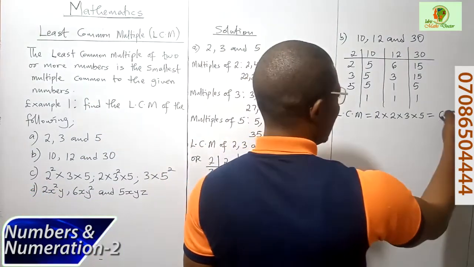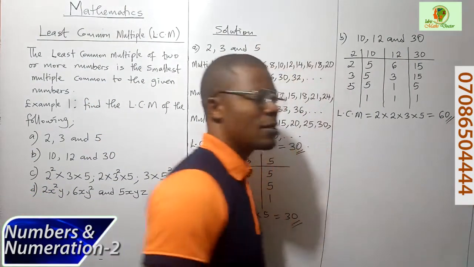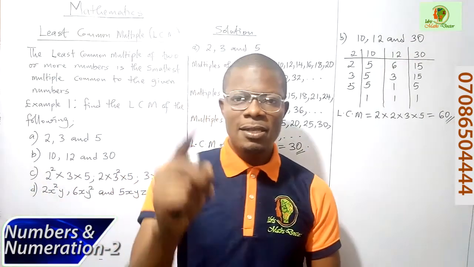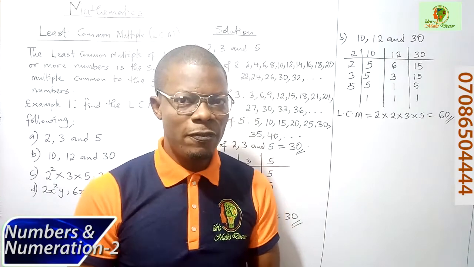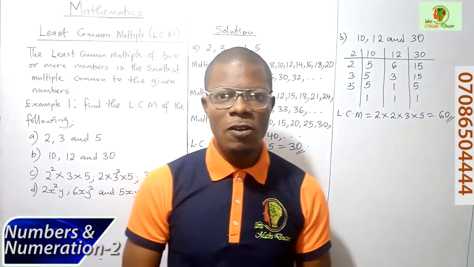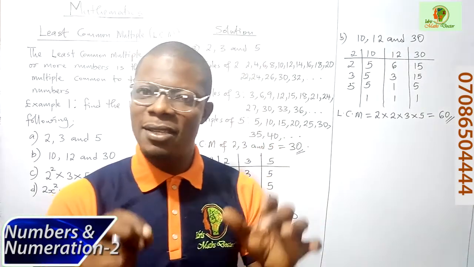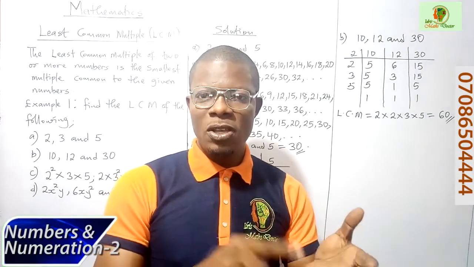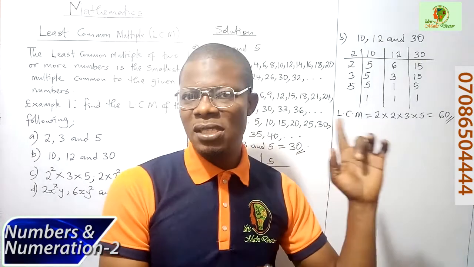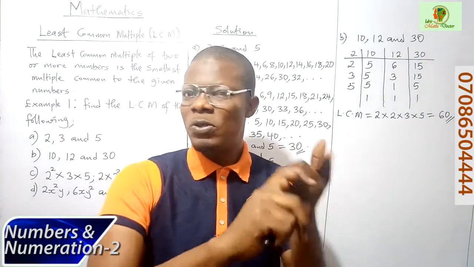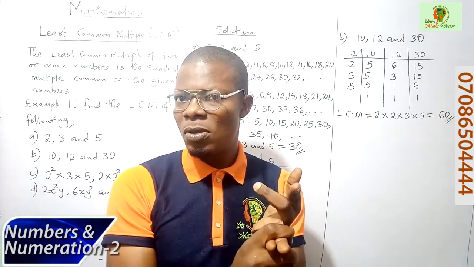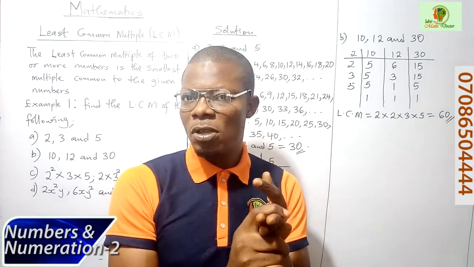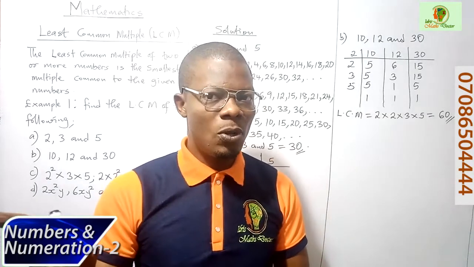So the LCM is 60. 60 is a multiple of 10, 60 is a multiple of 12, and 60 is a multiple of 30. And this is the least common multiple. Just the way 60 is a multiple of these three numbers, 120 is a multiple of the three numbers, 180 is a multiple of the three numbers, and so on.